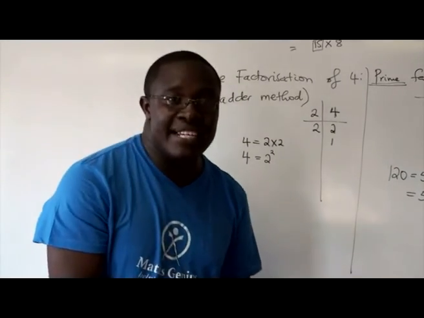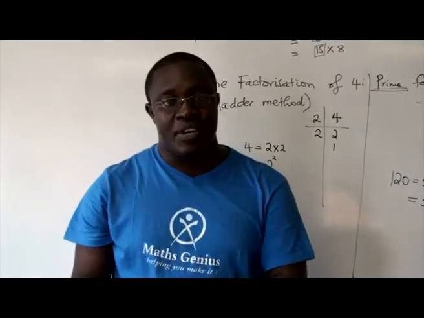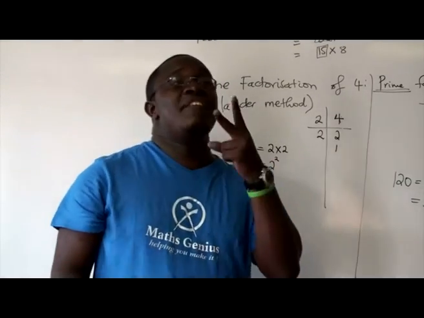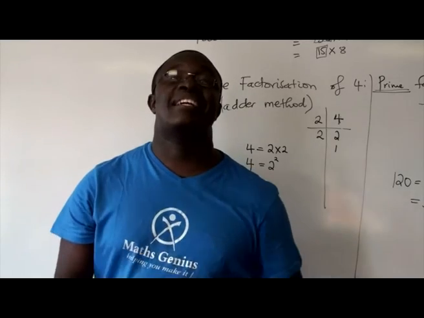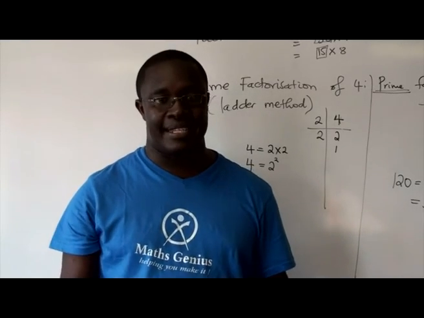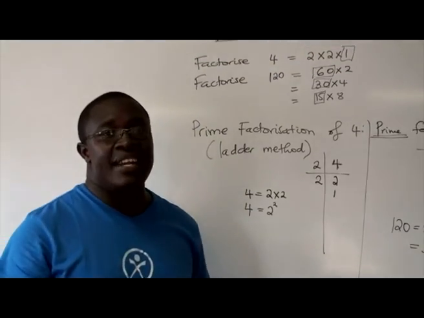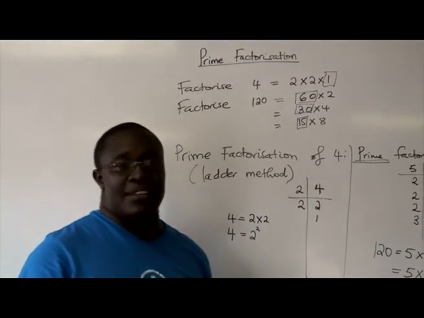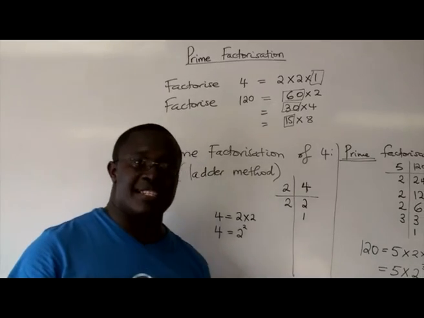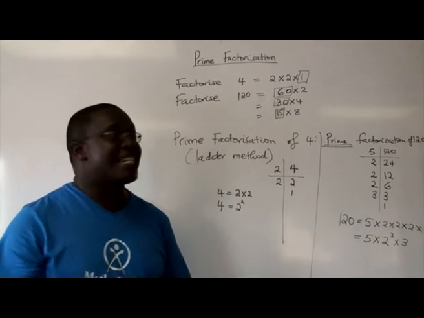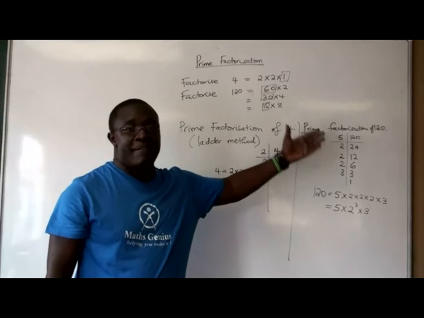And what are prime factors? They are those factors of 120 that only have 2 factors themselves, which is 1 and itself. So this is what we call prime factorization. You can do it for any number, no matter how big or small it is. You can express it as a product of its prime factors.